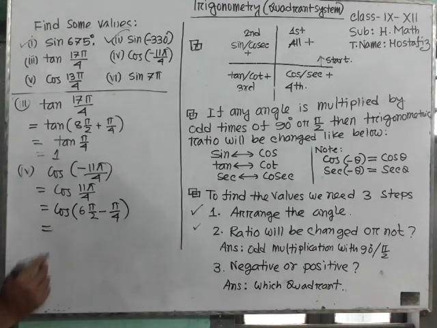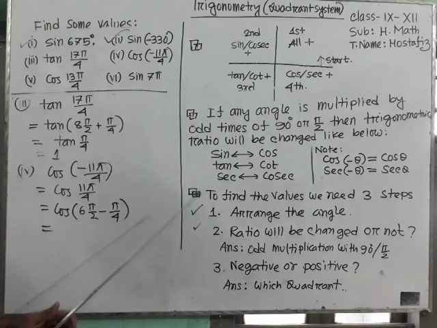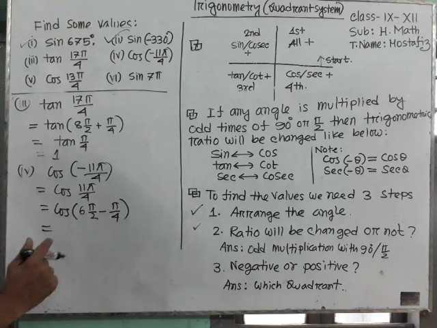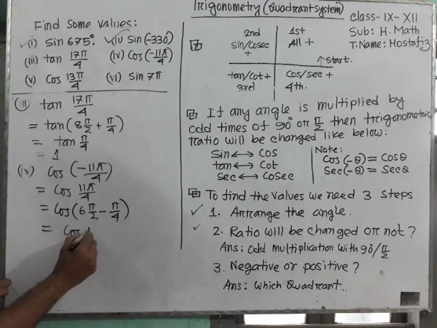Now I have completed the first step. Now come to the second step: will the ratio be changed or not? The ratio will not be changed in this case because this is 6 into pi by 2, and 6 is an even number, so it will not be changed. So the remaining is cos pi by 4.